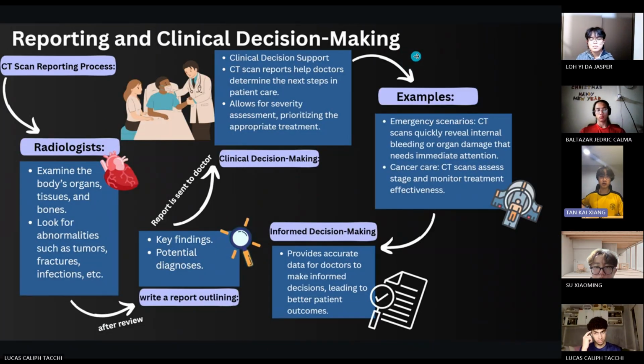After scanning, radiologists review the images and produce a report outlining key findings and possible diagnoses. These reports help clinicians assess disease severity, prioritize treatments, and determine the next steps in patient care, leading to better patient outcomes.